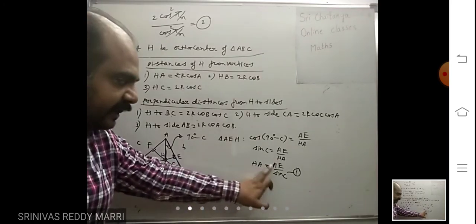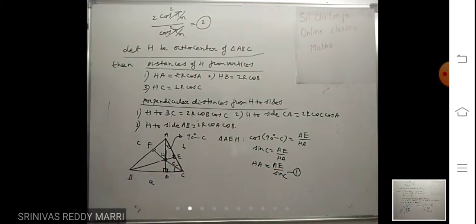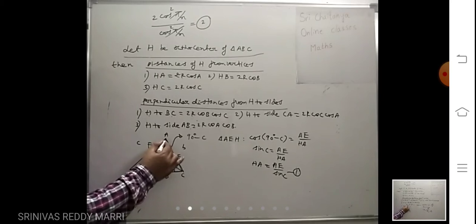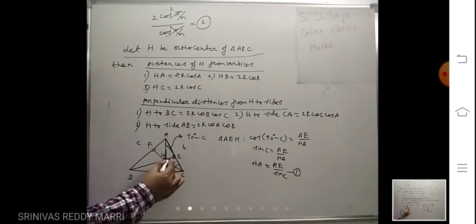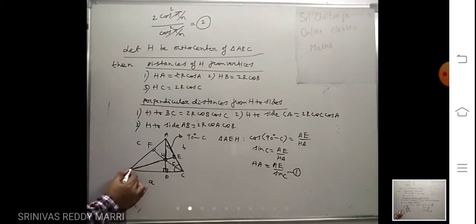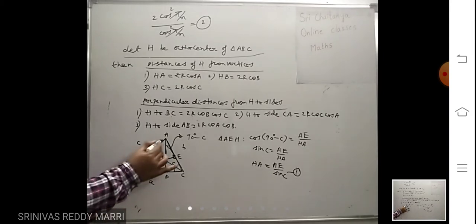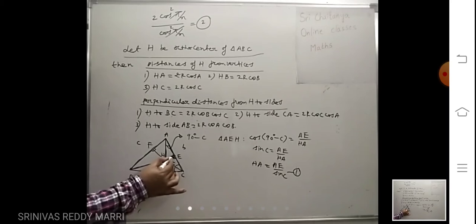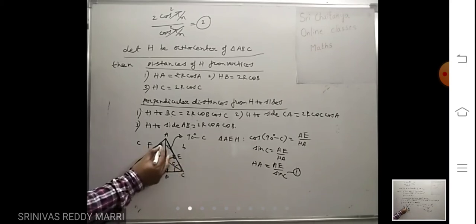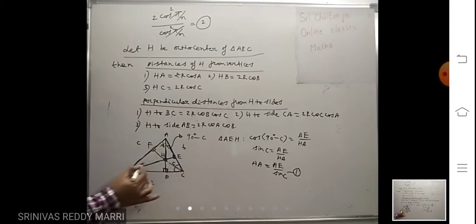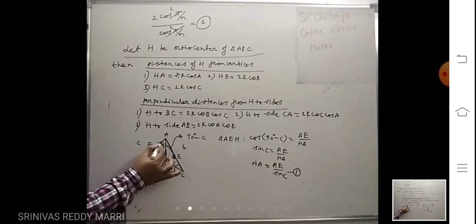If I calculate AE, then I can get HA. Now look at this triangle. Consider the triangle AED. In this triangle, the angle at E is 90 degrees, and this complete angle is angle A. So in triangle AED, one angle is 90 degrees and one angle is A.